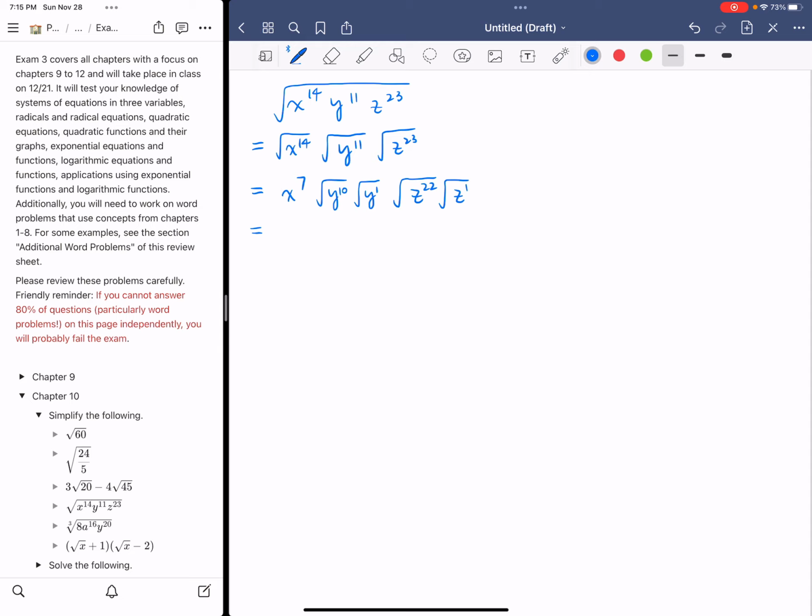Next, let's keep going. So x to the 7th, still x to the 7th. Square root of y to the 10th, because the even exponent, we're going to divide that exponent by 2, so it becomes y to the 5th. And then you have square root of y. Next one, square root of z to the 22nd becomes z to the 11th. And then finally, you have square root of z.